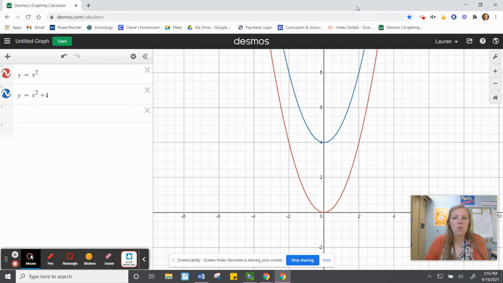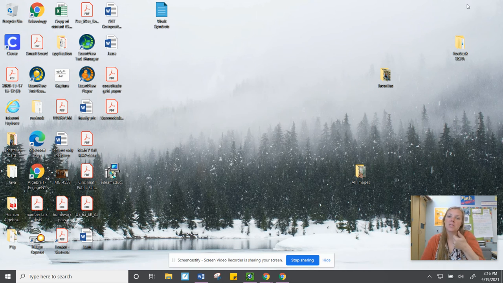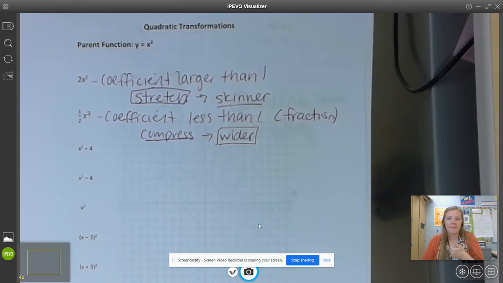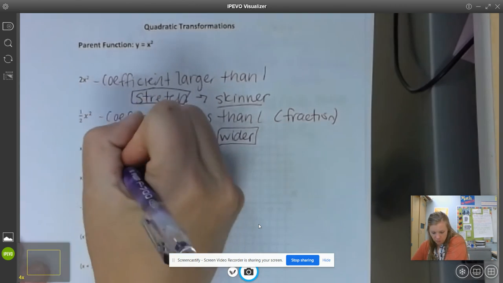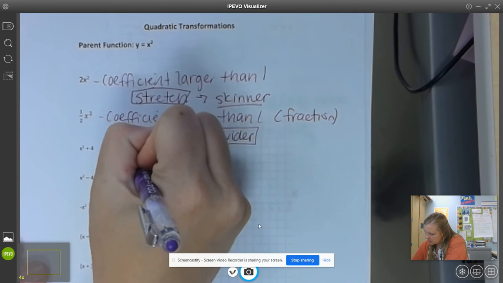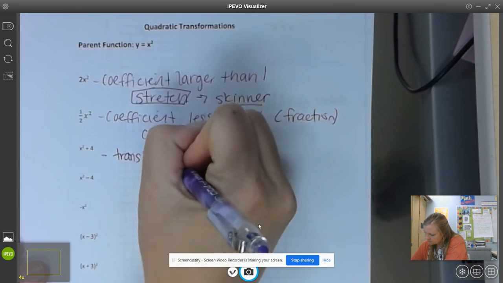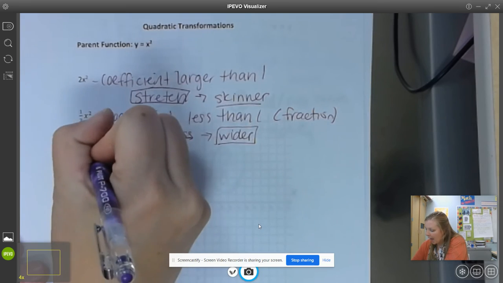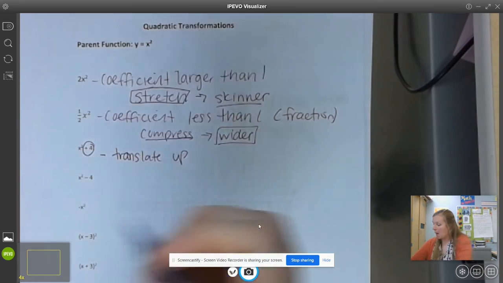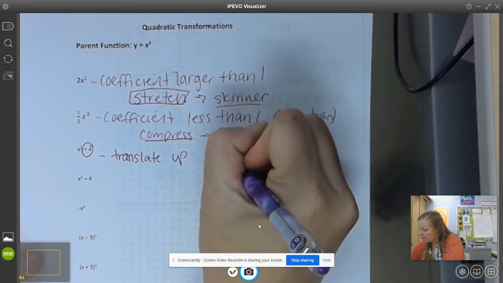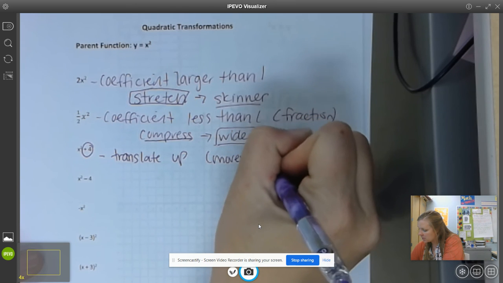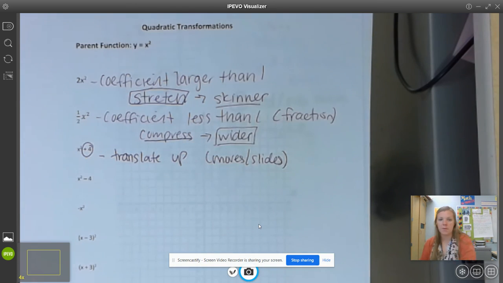So adding 4 translates, which means slides the graph up. So adding 4 translates up. If you add, it moves up, translates up, or slides up.